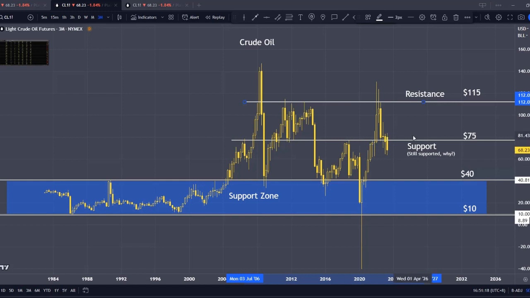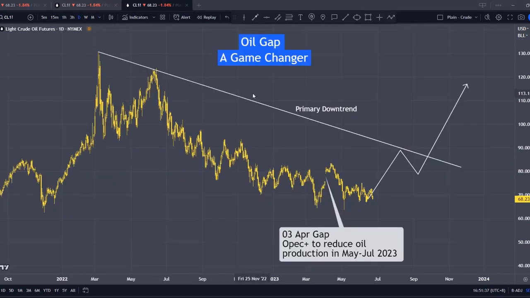What I find really interesting here is that as we analyze the monthly chart or quarterly chart in this case, we also have to include the fundamental development. Why? I still believe that the 75 US dollars could be supported around here. The reason could be fundamental. The recent news that we may all have heard was on the 3rd of April, that OPEC Plus intended to reduce their oil production in the schedule of May, but it has been extended to July this year.